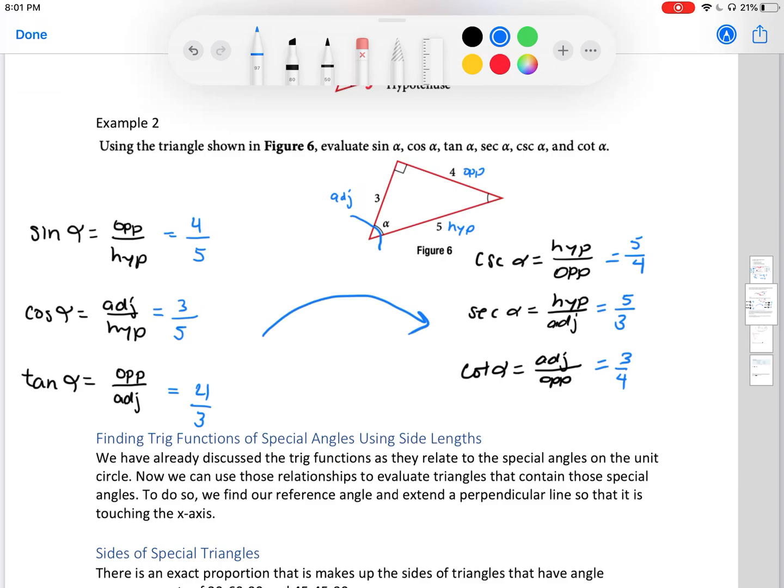This is your right angle trigonometry. This is so important. Make sure you engrave this into your head.